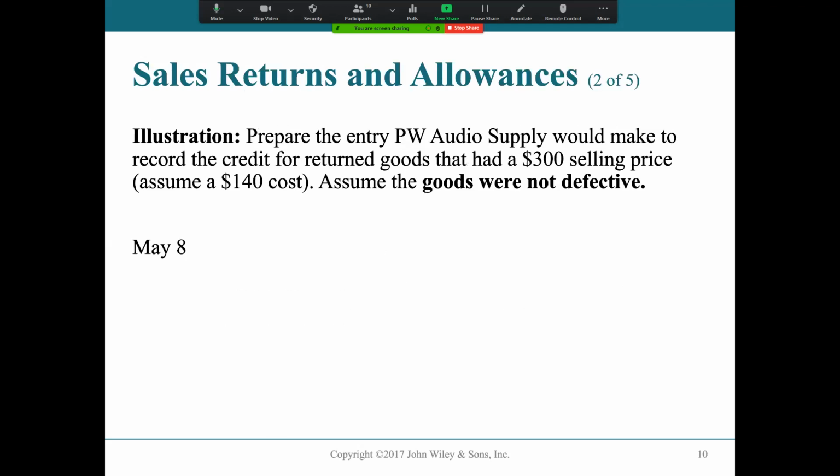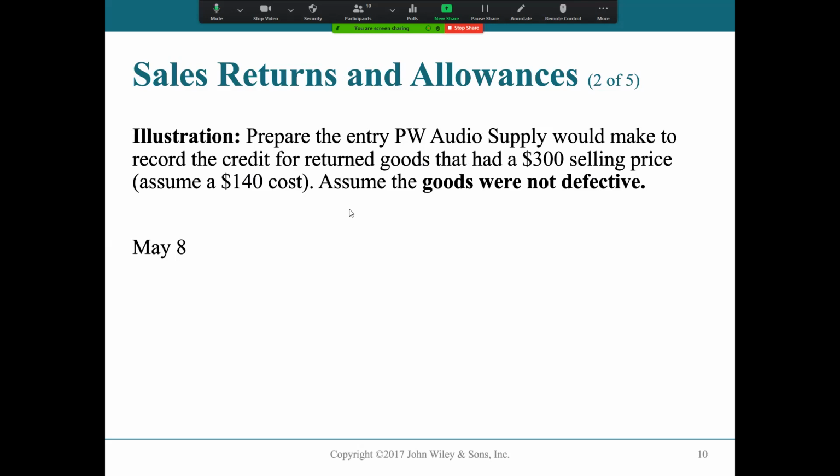All right, returns and allowances and how we handle them from the perspective of the seller. So we looked at how we handle them from the purchaser. From the seller, let's see. So we have, prepare the entry PW Audio Supply would make to record the credit for returned goods that a selling price of $300, assume a $140 cost.